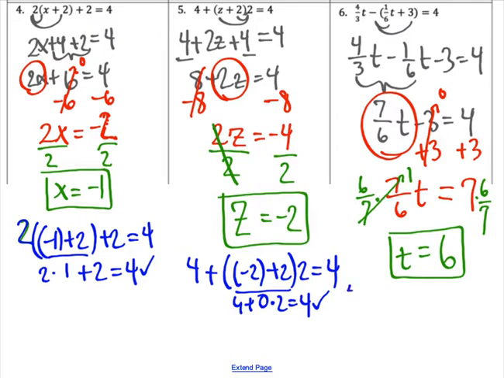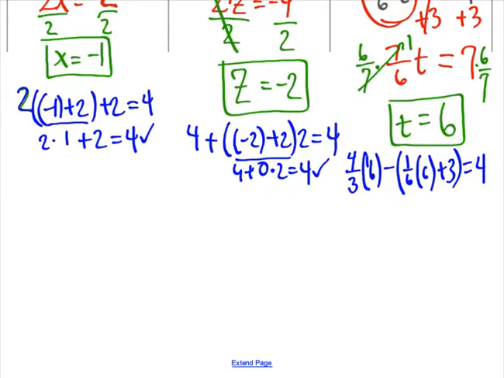Checking the solution, 4/3 times 6 minus 1/6 of 6 plus 3 needs to equal 4. Well, 4/3 times 6. 4 times 6 is 24, divided by 3 is 8, minus 1/6 of 6 is 1, and then plus 3. This is 8 minus 4, and 8 minus 4 is 4. That is true.